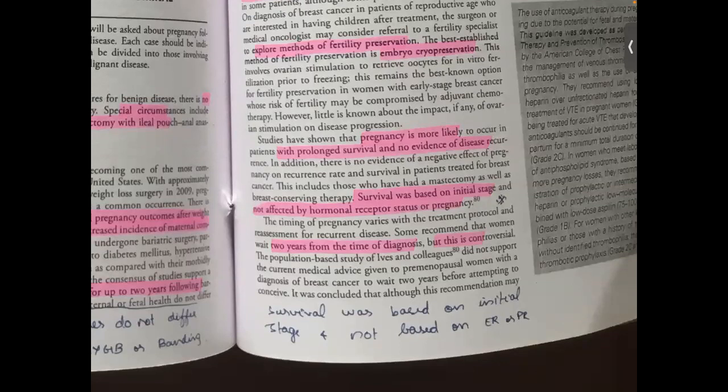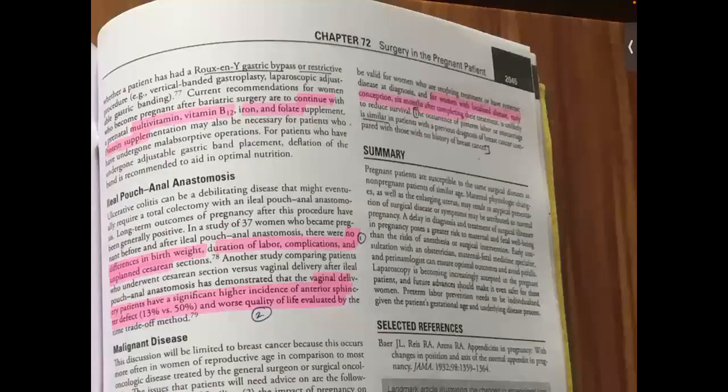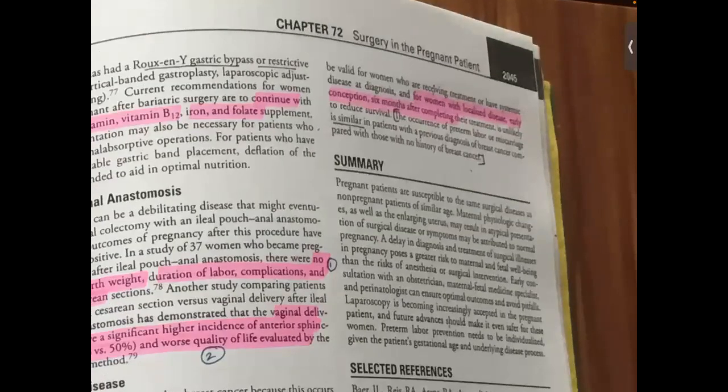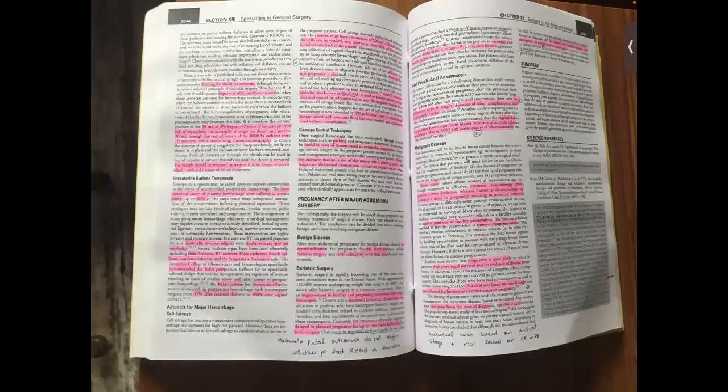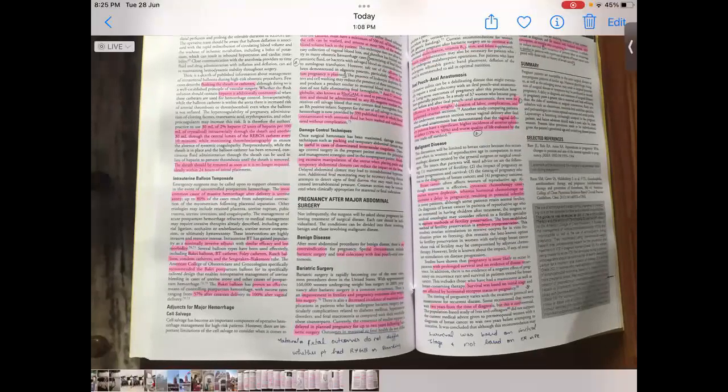So last point. For women with localized disease, early conception 6 months after completion of their treatment is unlikely to reduce survival. So for localized disease, even after 6 months they can plan pregnancy. Occurrence of preterm labor or miscarriage is similar in patients with previous diagnosis of breast cancer compared with those with no history of breast cancer. So preterm labor, miscarriage rate and all is same. So it's a very important chapter. A lot of questions have come.